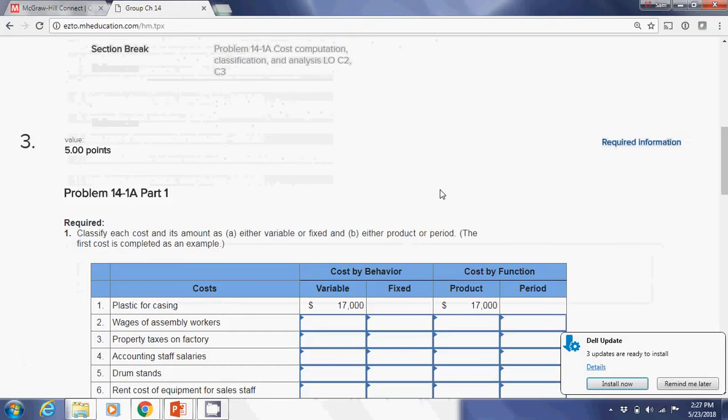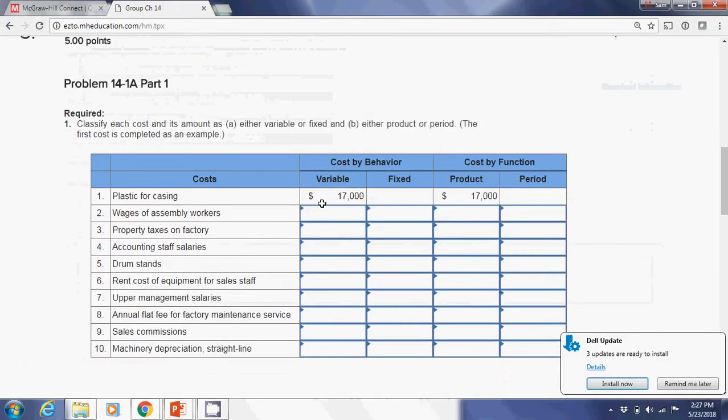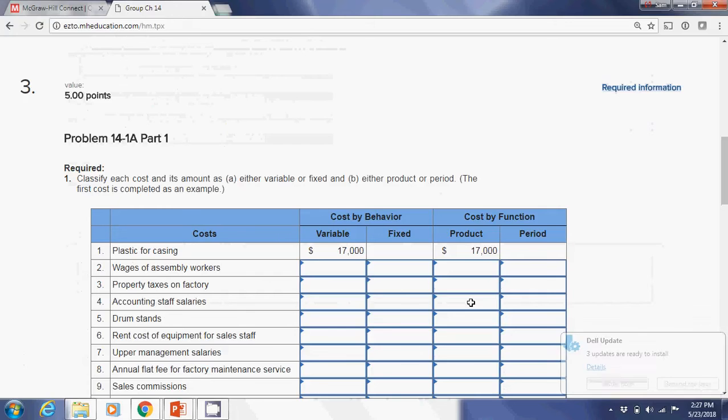Let's figure out what they want. It says classify each cost and its amount as either variable or fixed, and either product or period. The first cost is completed as an example. They're saying that plastic for the casing was $17,000, and they're listing it as variable, and they're saying that it was product. Does that sound right to you? Remember that variable is something that's going to change in relation to an activity. So would plastic for casings change in relation to sales? I think it would. The more I sell, the more plastic I need. So that would be a variable.